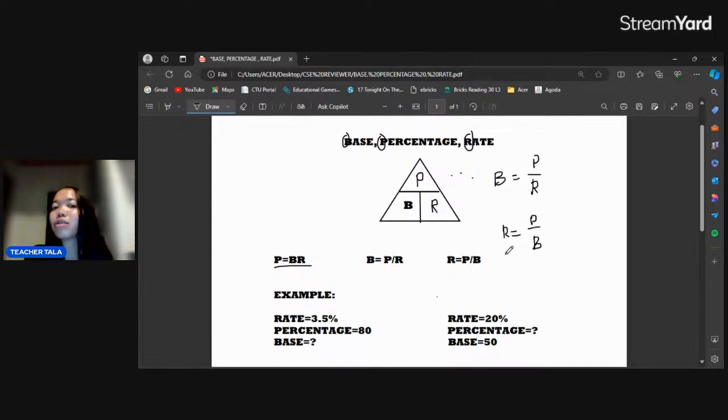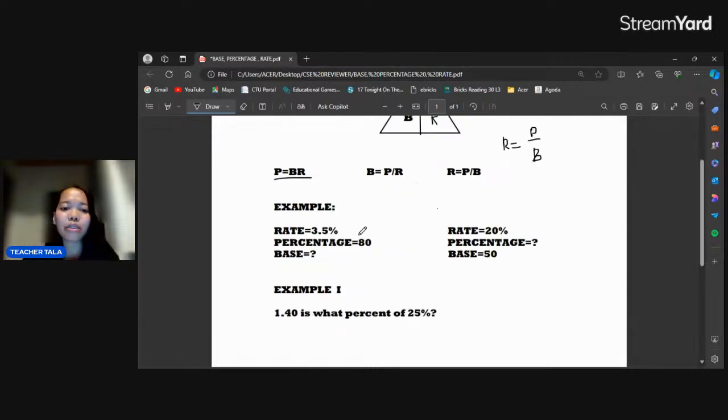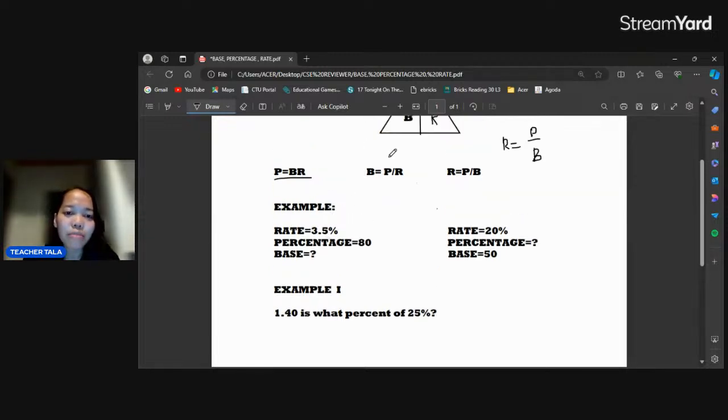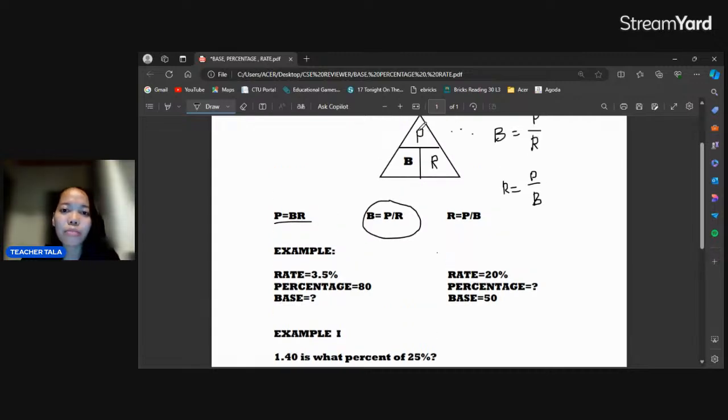So ayan, kumpleto na yung formula natin. Kaya we're going to solve some examples here. For example, we have a rate 3.5%. Percentage is 80. Now what is the base? So hahanapin natin si base. Ano nga yun kapag si base yung missing? B is equal to, nasa ibabaw si P, nasa ibaba si R.